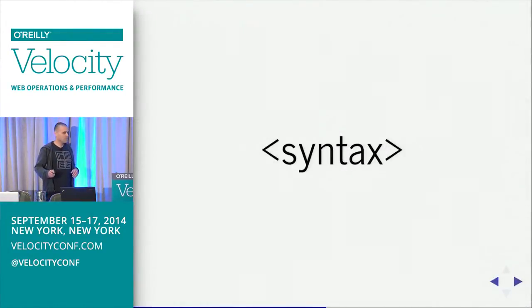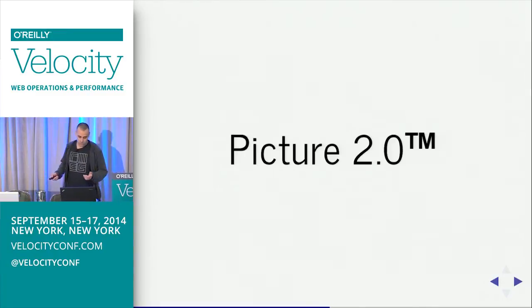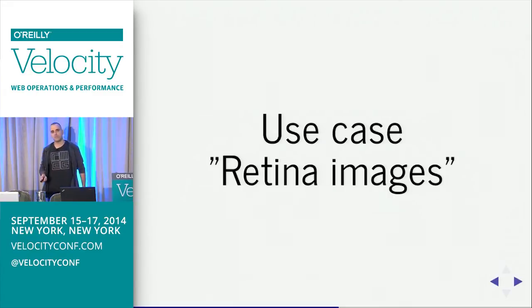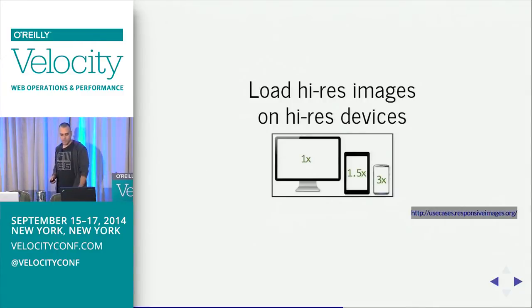Now let's take a look at what this proposal is. What's the syntax we're talking about? The feature is comprised of 3 parts. The first part is the x descriptor of the srcset attribute. That's the oldest part of the spec, the part that was the original Apple proposal on the WHATWG mailing list. And the use case here is retina images, so loading high-resolution images only on high-resolution devices. It's impacting mostly fixed-width images.